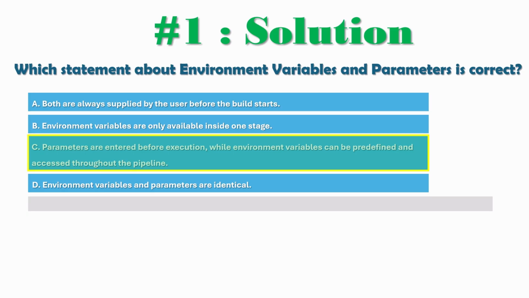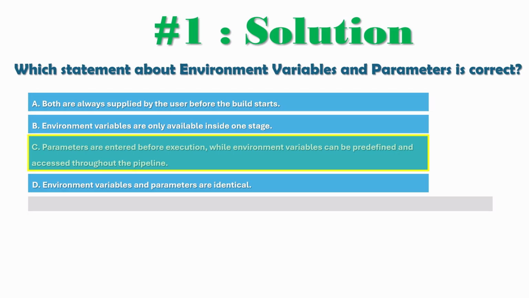Let's evaluate each option. Option A: both are always supplied by the user before the build starts. Is this correct? No. Only parameters are supplied by the user before the build begins. For example, the user may enter the branch name or select the deployment environment. Environment variables, however, are usually predefined. They can be defined inside the Jenkinsfile, provided by Jenkins itself, or injected through credentials or plugins. Therefore, option A is incorrect.